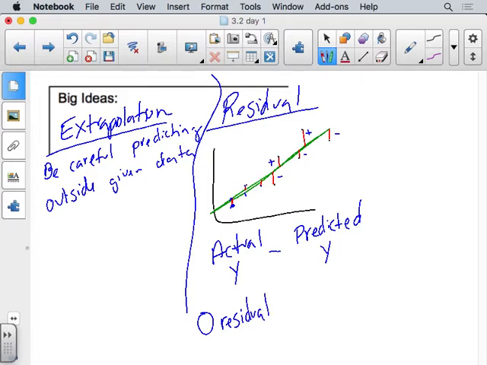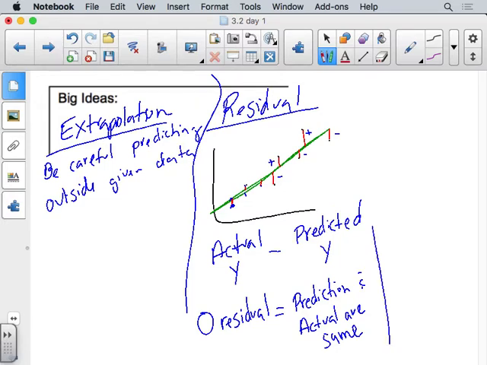A zero residual means that it is dead on the prediction line. That's all it means. So zero residual equals prediction and actual are the same. Okay, so if I've got a negative 1.2 centimeter residual, that just meant that my prediction line was actually above the actual distance. And a good line of best fit, which we're going to talk about later, should have a good mixture of both positive and negative.